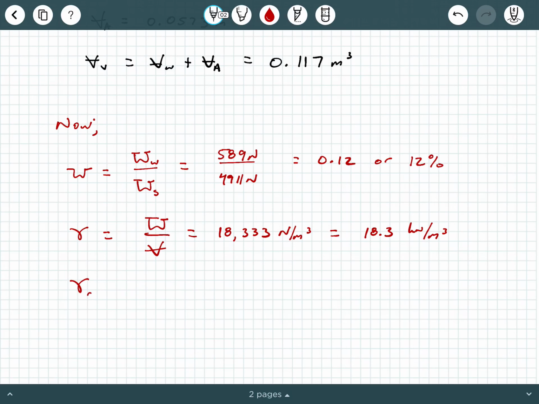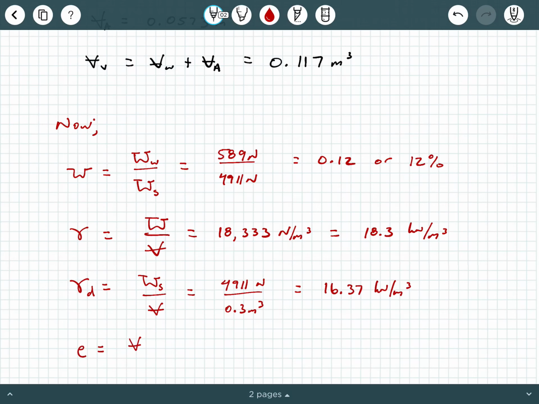Let's keep moving on. We're going to say the dry unit weight is the weight of soil solids divided by the total volume. So my weight of soil solids was also given to me as 4911 newtons divided by the total volume, which is 0.3 cubic meters. And we say 4911 divided by 0.3. Converting to terms of kilonewtons, I get 16.37 kilonewtons per meter cubed, okay?